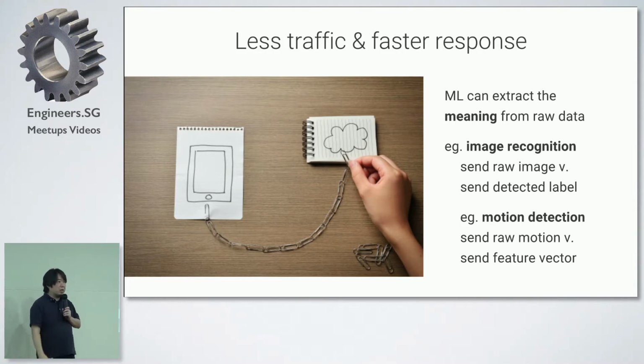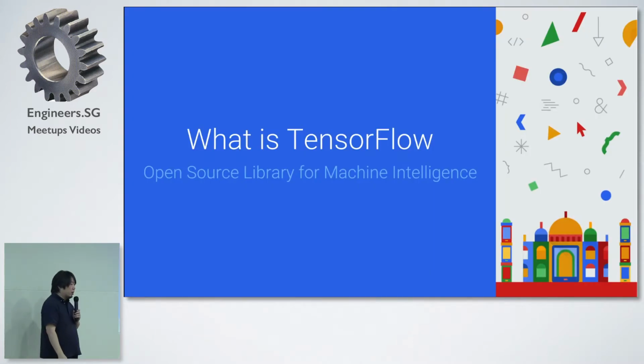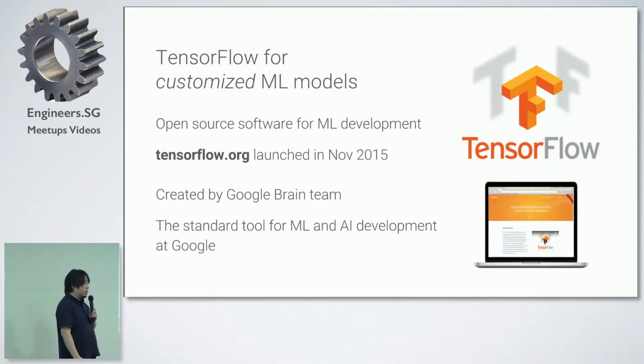And you can do the same thing on any kind of data by extracting the feature vector. For example, if you have motion sensor data in the mobile phone, rather than sending the raw motion sensor data to the server, you can extract a bunch of numbers, feature vectors, numbers that represent the characteristics or patterns of your motions, so that you can compress the data into much, much smaller data. And maybe the easiest way to implement this is TensorFlow again. It's a customized ML model.